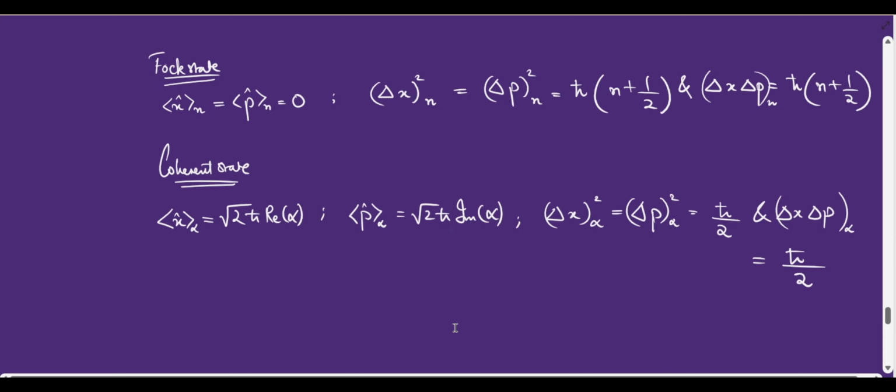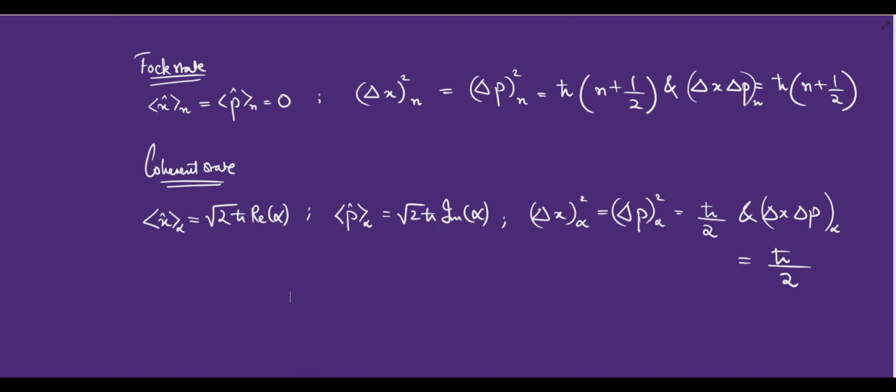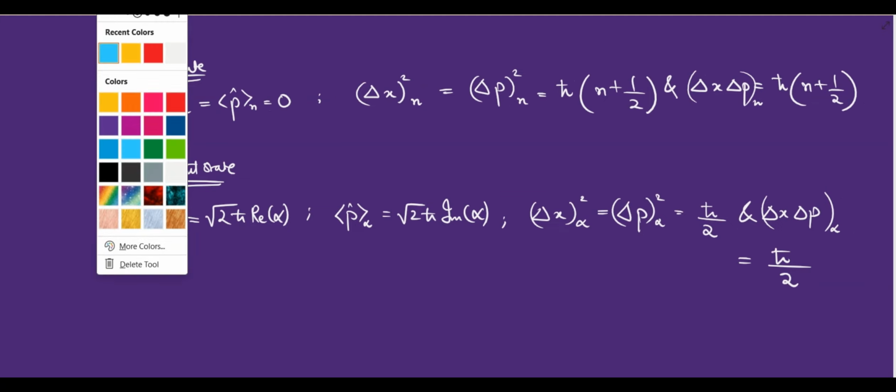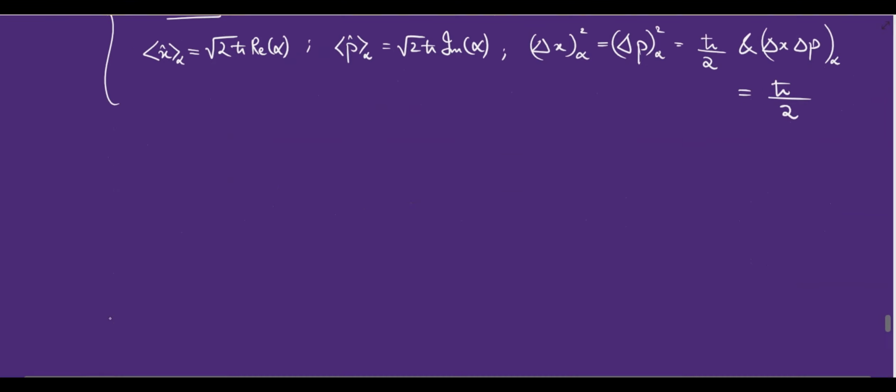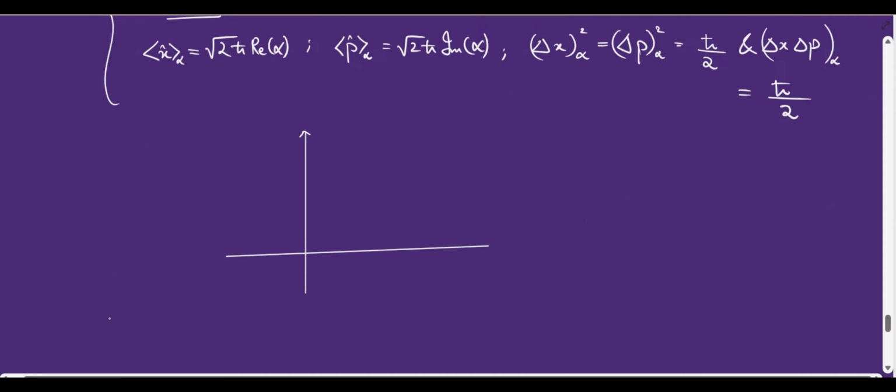Visualize whatever we have learned until now on the quantum phase space. If I summarize our derivations of the expectation values and uncertainties, this is how they look. Now, let us try to visualize where the vacuum state can be represented on the quantum phase space.